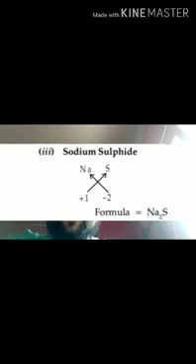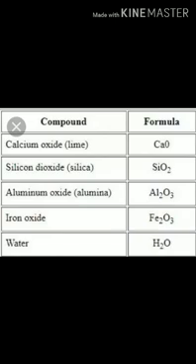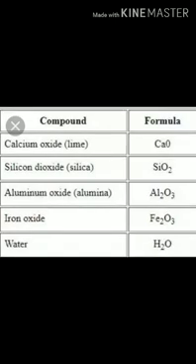If you see the significance of the chemical formula, it gives the chemical name of the compound, the elements present in the compound, the number of each element present in one molecule of the compound, and the chemical formula represents one molecule of the compound. So these are the ways by which we can see the significance of the chemical formula.